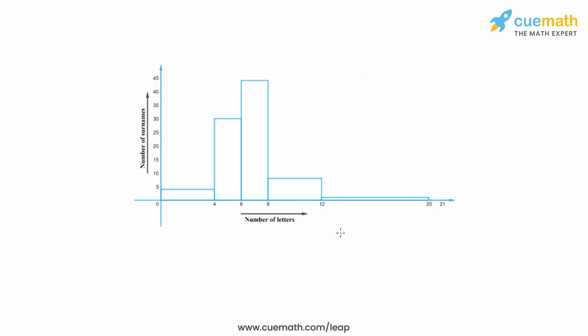So in the given graph, we have taken the number of letters on the x-axis and the number of surnames on the y-axis. We have got different rectangles. Their lengths are according to the adjusted frequencies. And if we carefully observe, we can see that the class interval 6 to 8 has got the maximum number of surnames in it, which is 44. So the class interval 6 to 8 has got the maximum surnames in it, and this is how we solve this question.